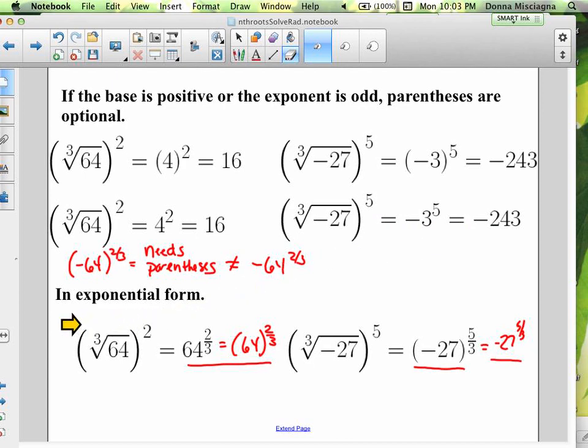So in exponential form, the cube root of 64 squared is the same as 64 to the 2/3 power, with or without parentheses. Cube root of negative 27 to the 5th power is going to be negative 27 to the 5/3 power, with or without parentheses. It doesn't make any difference.